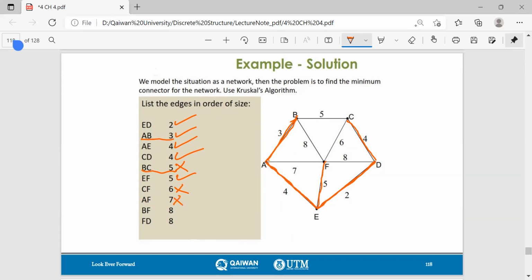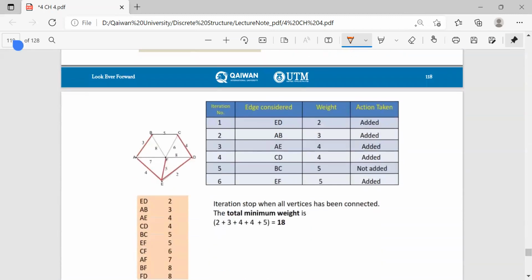BF. This one makes a cycle. So you don't take it also. And FDE makes a cycle. We don't take that also. So here, this is the minimum spanning tree. And the colored ones, as you see here. These are the iterations. These are the edges, and these are the weights of those edges.